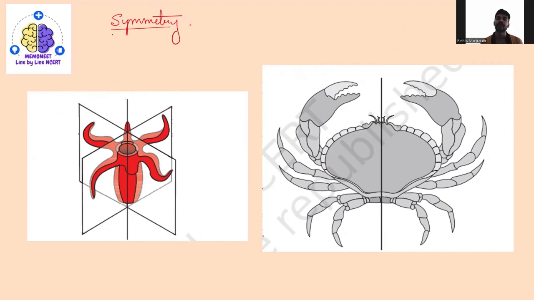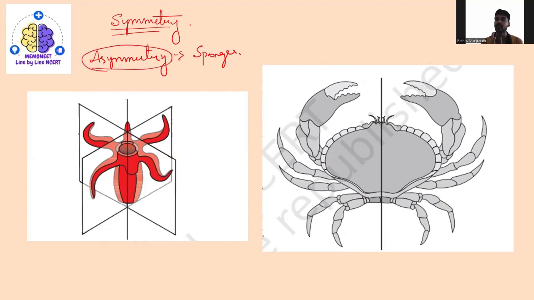Right. So for symmetry, we have basically asymmetry, then radial symmetry, and bilateral symmetry. So what do you mean by asymmetry, or asymmetrical? An example is sponges. If any plane that passes through the center is unable to divide the organism into two equal halves, it is called asymmetry.